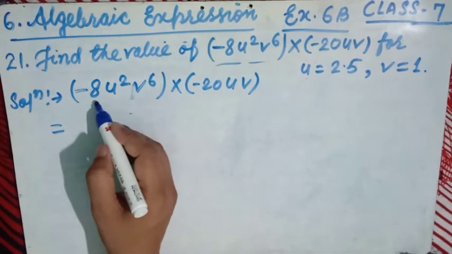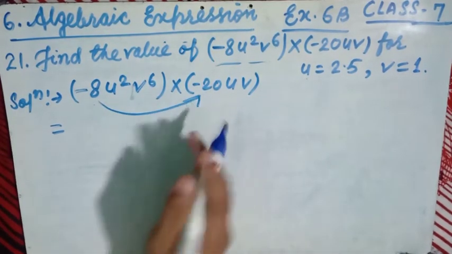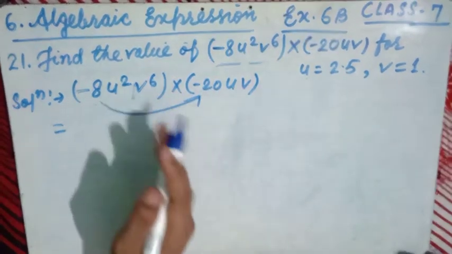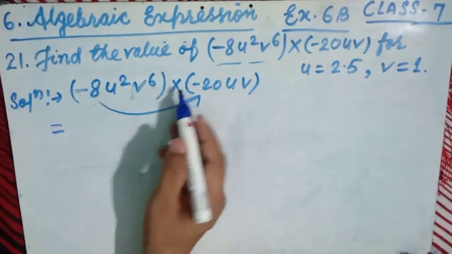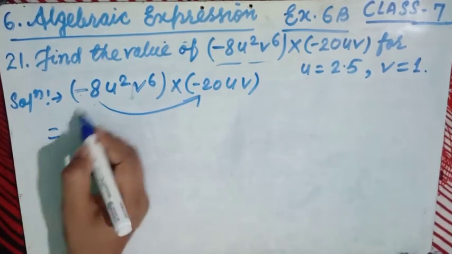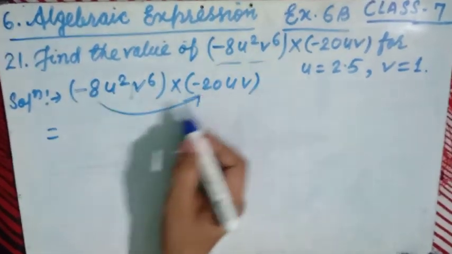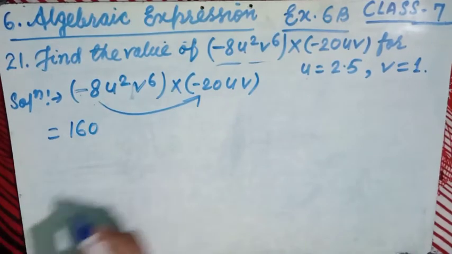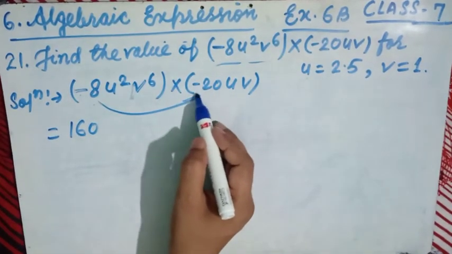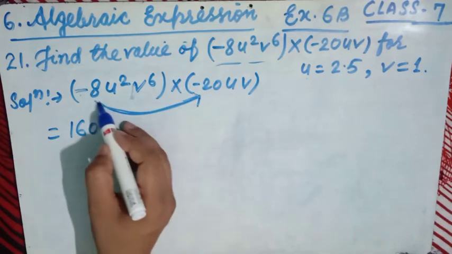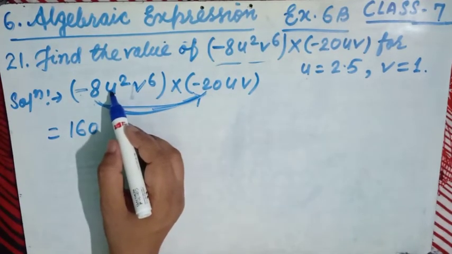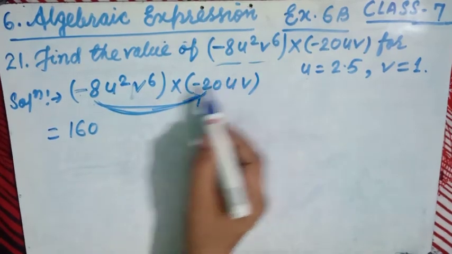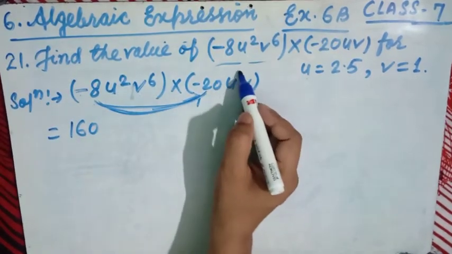Now first of all multiply these two numbers. We have to separate the constant terms and the variable terms. Minus into minus is plus, 8 multiplied by 20, that is 160. Okay, we have already done the constants. Now for u square, multiply u square by u, here the 1 is hidden.